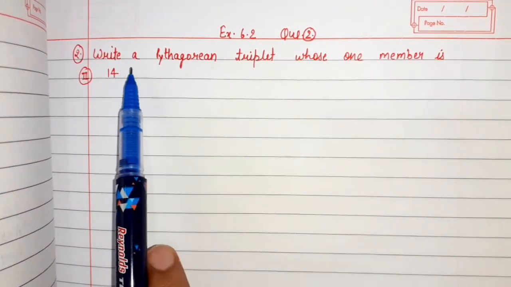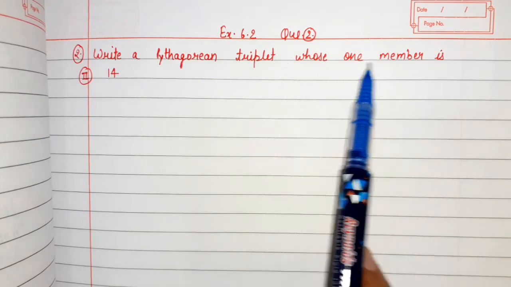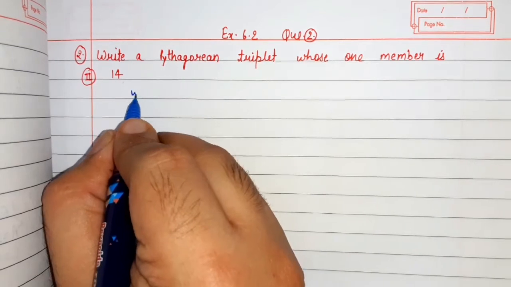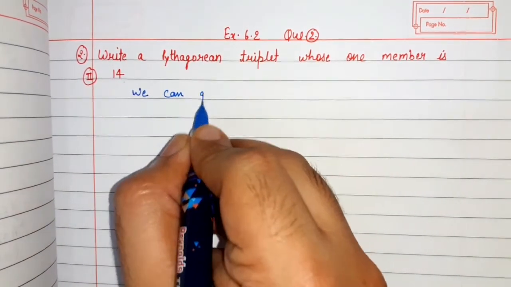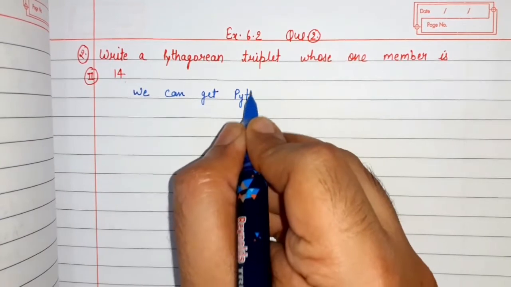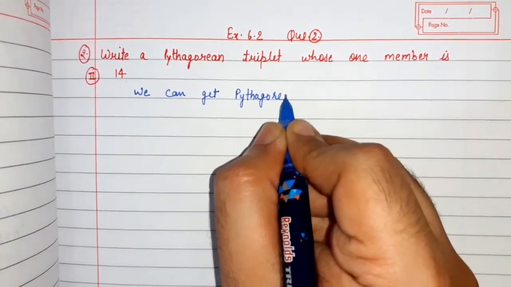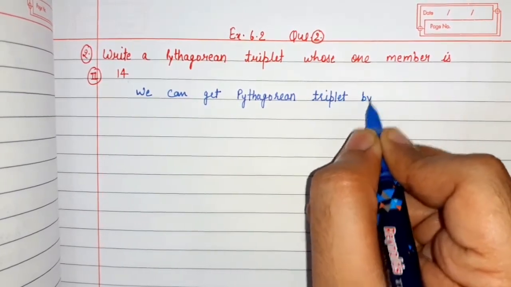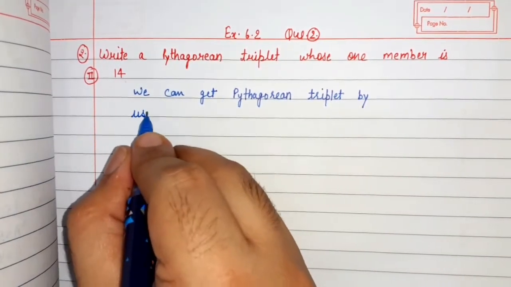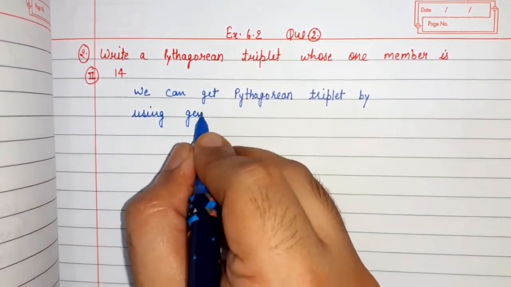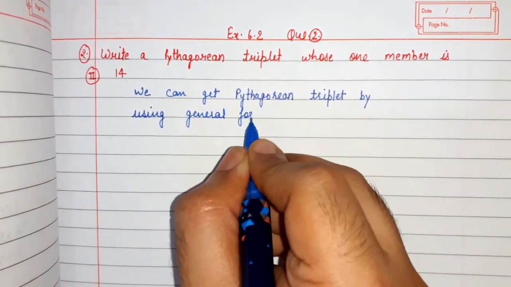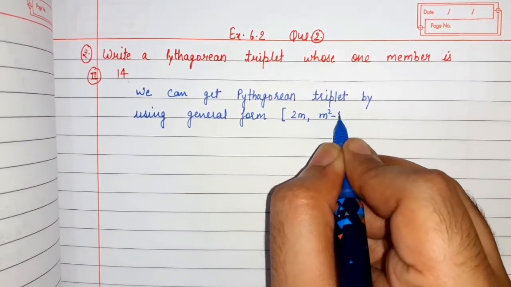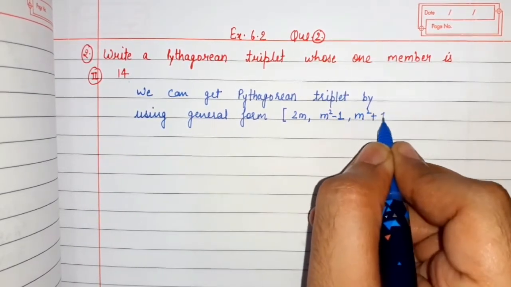Now the second part is write a Pythagorean triplet whose one member is given, 14. So again we know we can get Pythagorean triplet by using general form, and the general form is 2m, m square minus 1, m square plus 1.